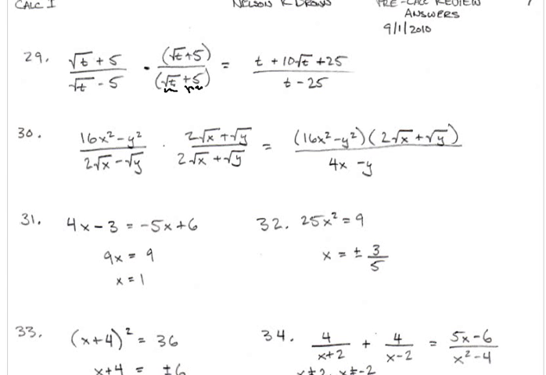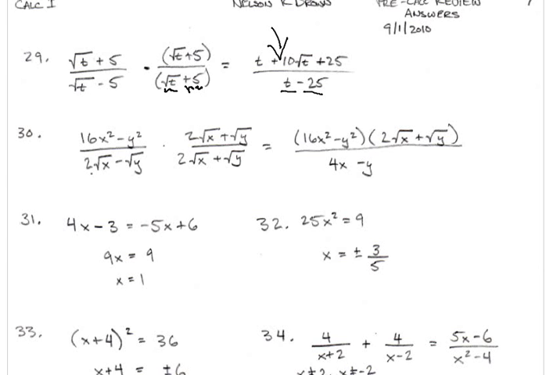So when we do that, we have first, outside, inside, last, right? So we have square root of t times square root of t, which is square root of t squared, which just gives us t. Our outside is plus 5 times the square root of t. Our inside is minus 5 times the square root of t, so those two terms cancel. And then lastly, we have negative 5 times positive 5, which gives us negative 25. And now we have no square roots left in the denominator. On the top, we just do first, outside, inside, last, and this is that expression. So that's number 29.